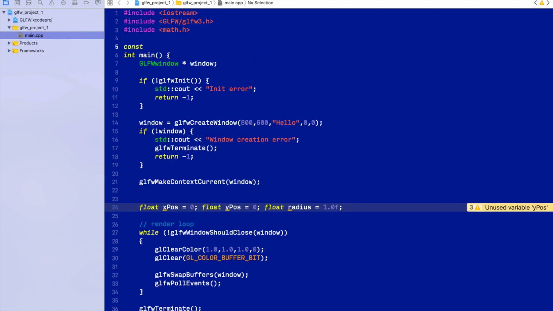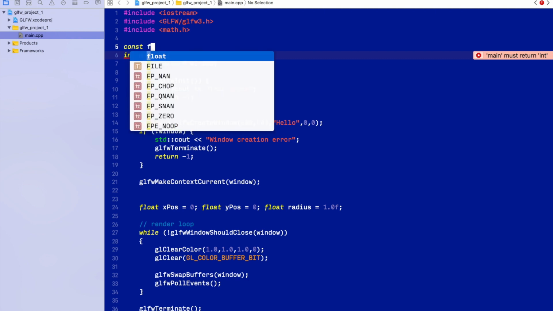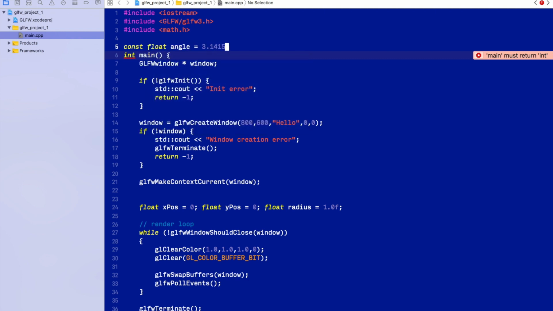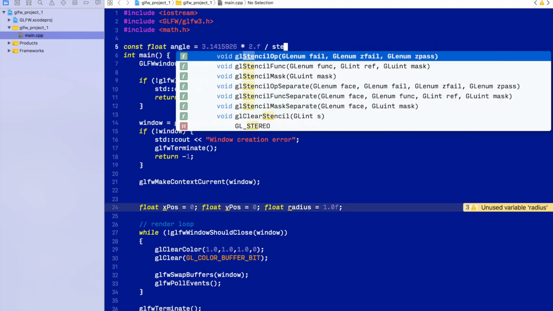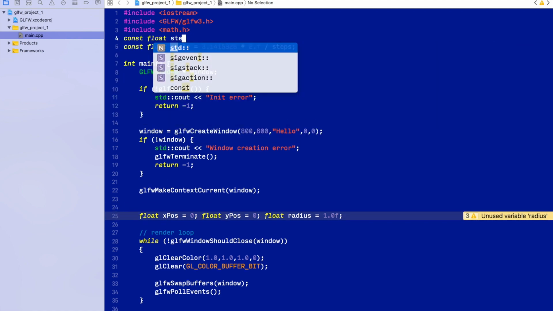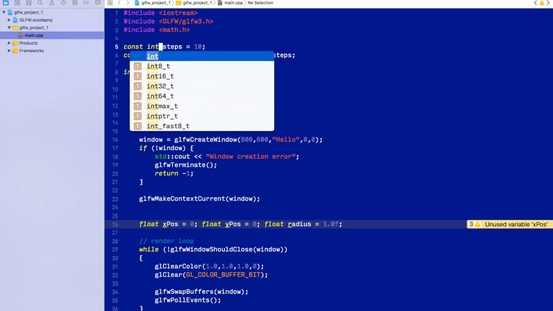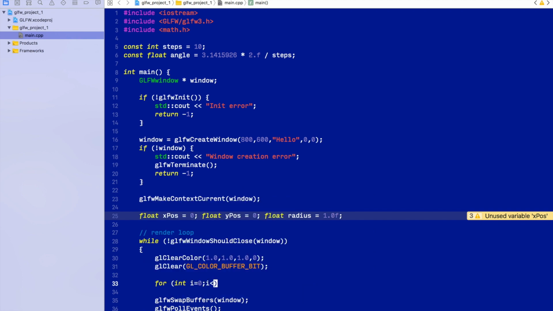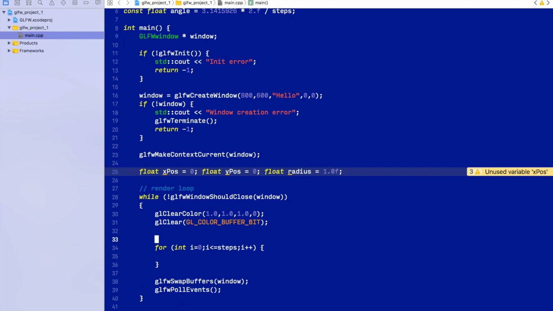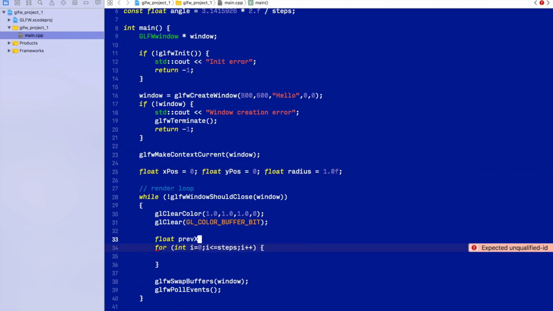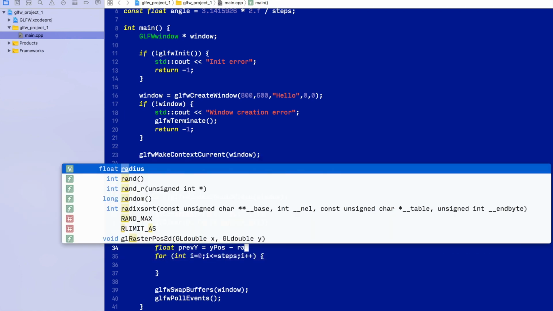Trig functions like sine and cosine work with radians, not with degrees. The full circle is 2 pi radians, and this corresponds to 360 degrees. To calculate the beta angle, we need to divide this value by number of steps. Okay, let's create the loop and rotate the point and draw the triangle inside it. We need to store the previous point coordinates outside the loop.